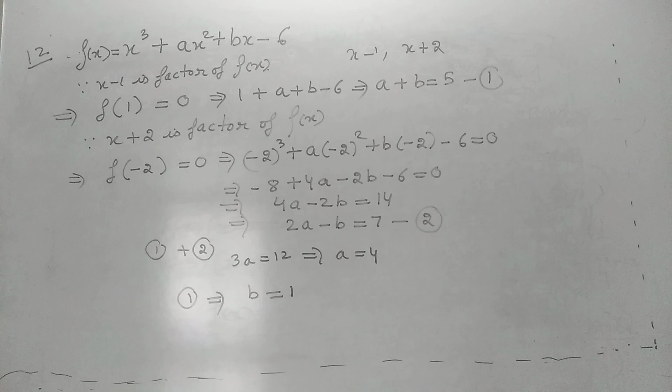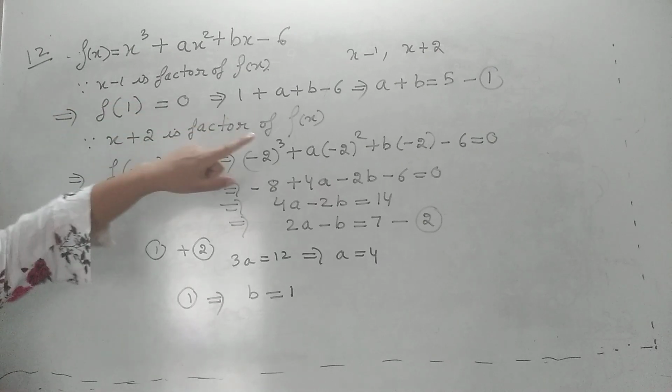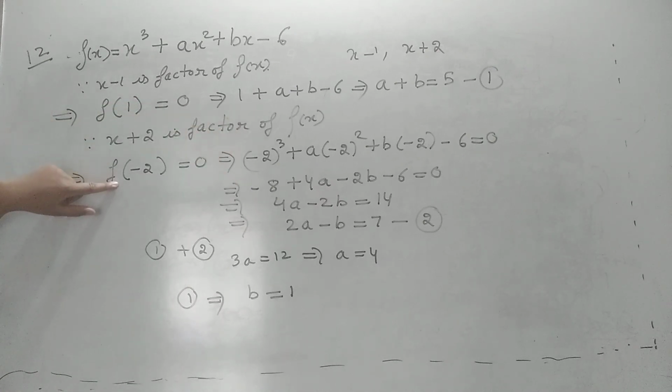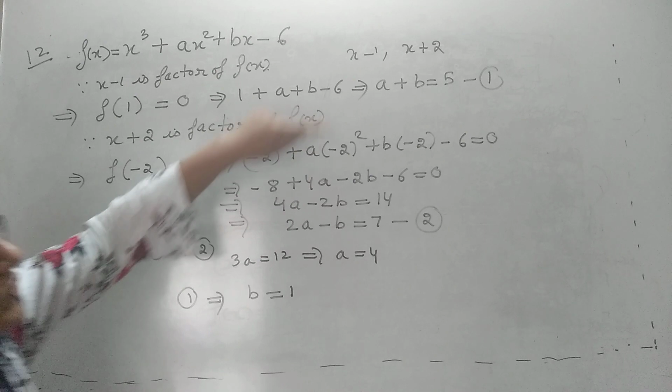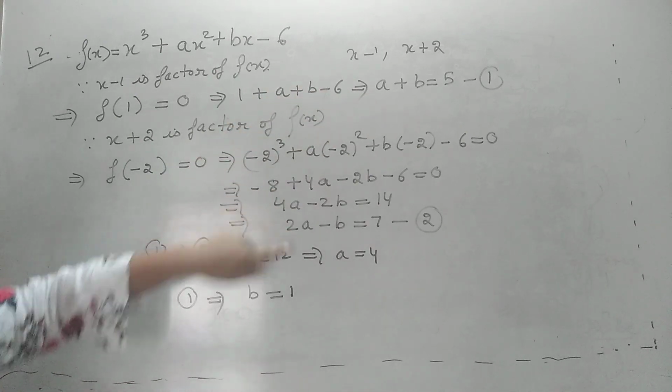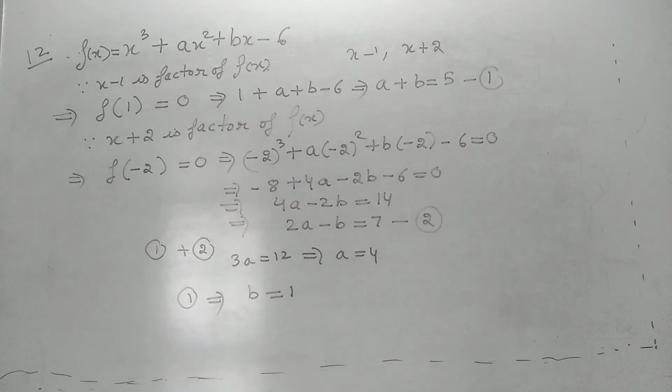Hence we have got it. So there is a polynomial, and it has two factors. Using this, I have to find a and b. Very simple. If it is a factor, that means f of alpha is 0. We got one equation. If this is a factor, f of alpha is 0. Got the second equation. We can solve them by any method. And hence we have got a and b.